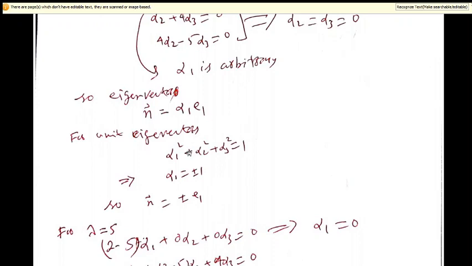For unit eigenvectors, you have to use this type of equation: alpha 1 square plus alpha 2 square plus alpha 3 square is equal to 1. So alpha 1 will be plus minus 1. If you use this value here, then you will have n is equal to plus minus e1. These are the two unit eigenvectors for eigenvalue lambda 1 equal to 2.